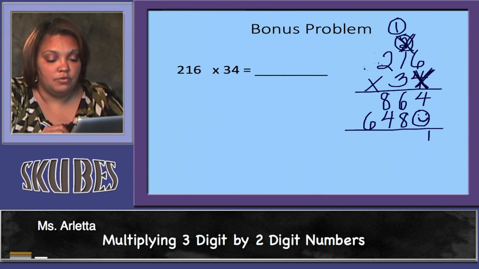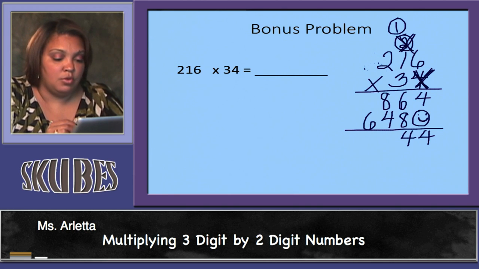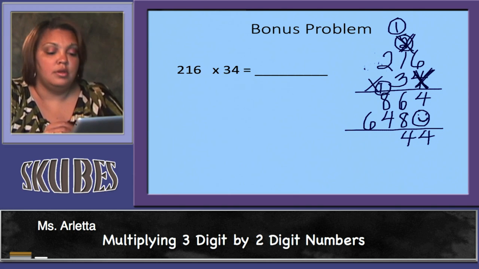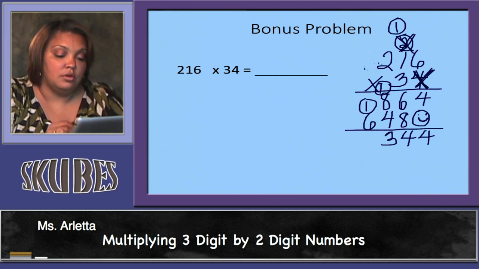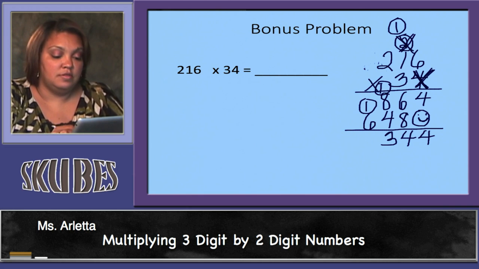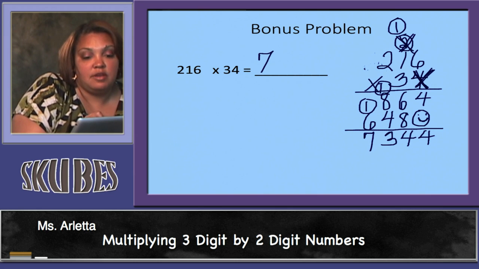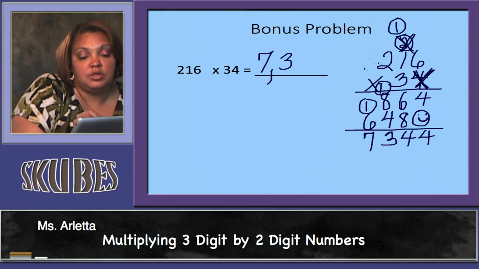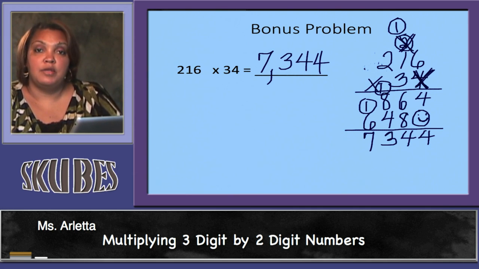4 and 0 is 4. 6 and 8 is 14. I would carry a 1. 8 and 4 is 12. Plus the 1 makes 13. Carry your 1. And 6 and 1 is 7. That gives us a final answer of 7,344. And that concludes our lesson on multiplying 3-digit by 2-digit numbers.